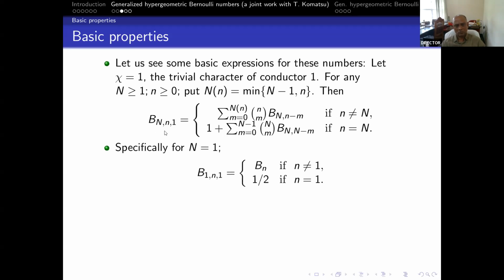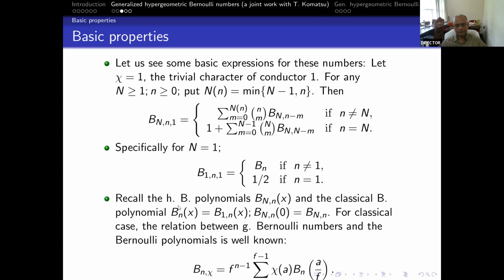And if you take N equal to 1 and χ equal to 1, then you get back the classical Bernoulli numbers. So it is a generalization both in the N front as well as in the twist by a Dirichlet character. Now we have this for classical Bernoulli, generalized Bernoulli numbers, B_{n,χ}.